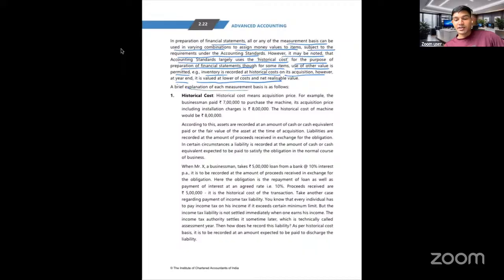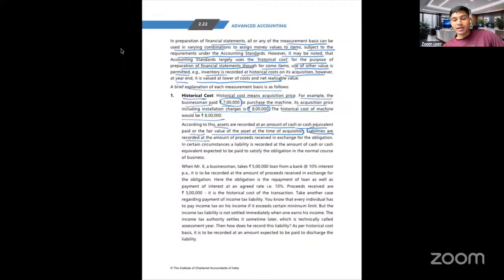A brief explanation of each measurement basis is as follows. Historical cost. Historical cost means the acquisition price. For example, the businessman paid rupees 7 lakh to purchase the machine, and its acquisition price, including installation charges, is rupees 8 lakh. Then the historical cost of the machine would be rupees 8 lakh. According to this, the assets are recorded at an amount of cash or cash equivalent paid or the fair value of asset at the time of acquisition.